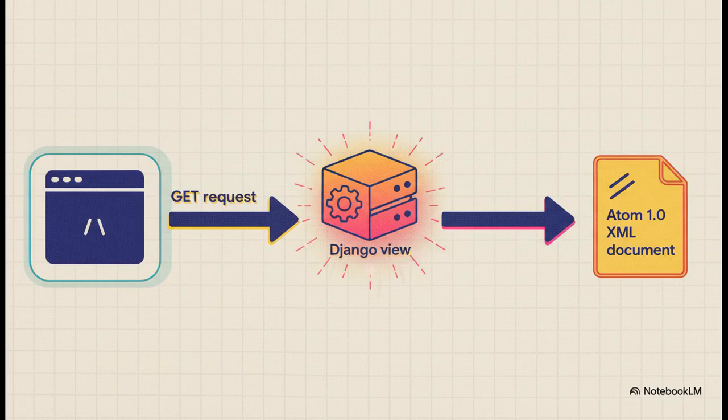And voila! This is the result. When a client hits our /forecast/feed endpoint with a GET request, that Django view we just looked at kicks in and spits out this perfectly structured Atom 1.0 XML document. It's completely ready to go.